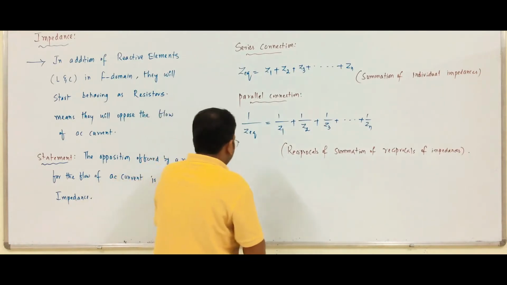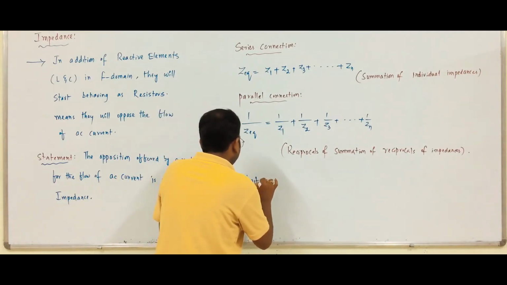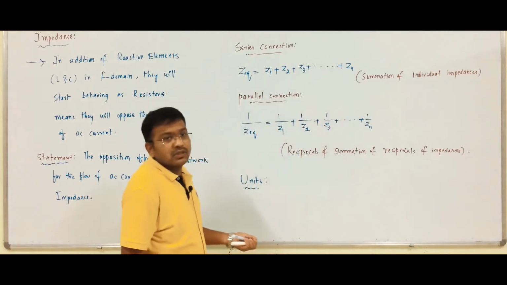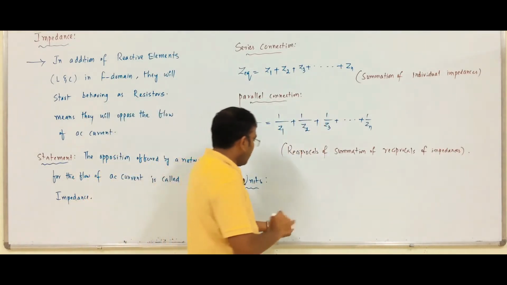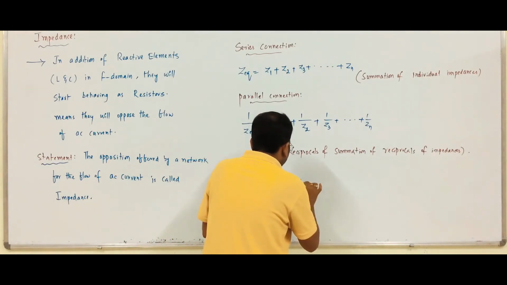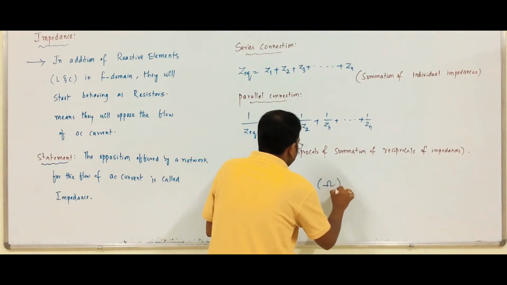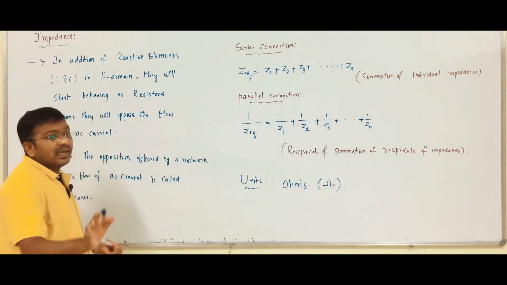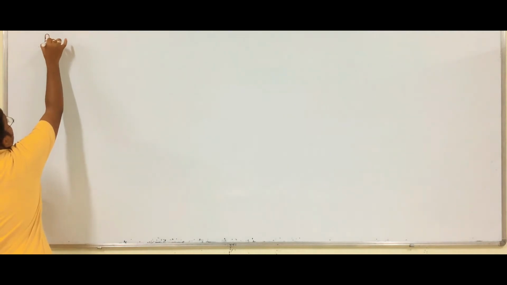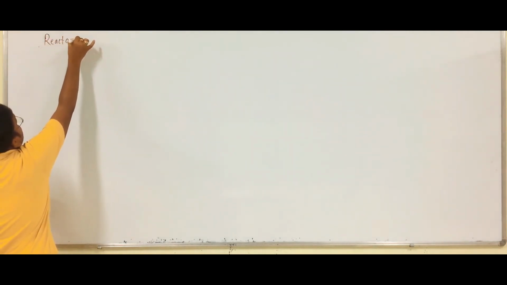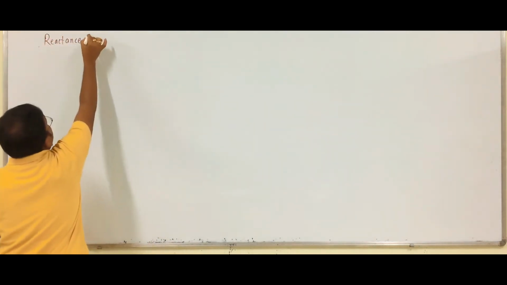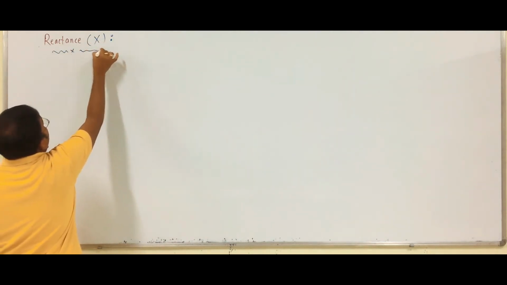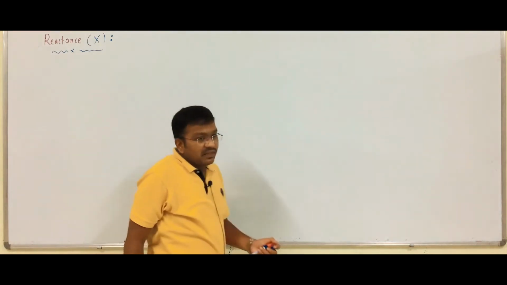Okay. The units of impedance. What is the property? It has to oppose the flow of AC current, so the unit is ohms only. Ohms, right? This is about impedance. Next we have to discuss reactance. It is represented with what? X. Impedance is represented with Z. Like that, reactance is represented with X.